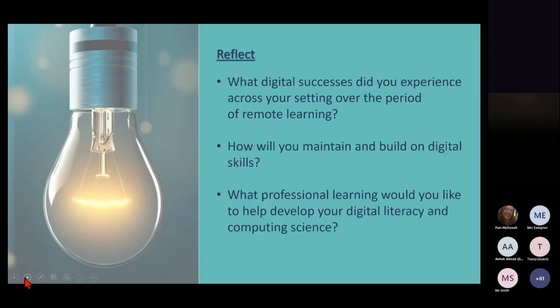So just some questions to reflect on now. So again, just emphasising everything I was speaking about, what were your successes that you experienced during the time of remote learning and during lockdown? How will you maintain and build on these skills? And more importantly, what professional learning do you need? And that's really important for Pam as well. What else do you need to be able to support digital literacy and computing science in your settings? So again, please feel free to use the chat facility to share some of your reflections in that area.